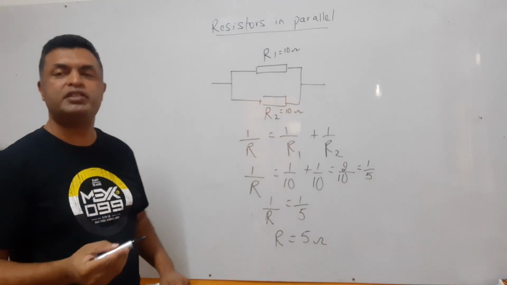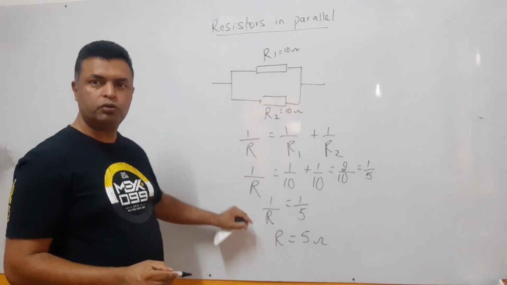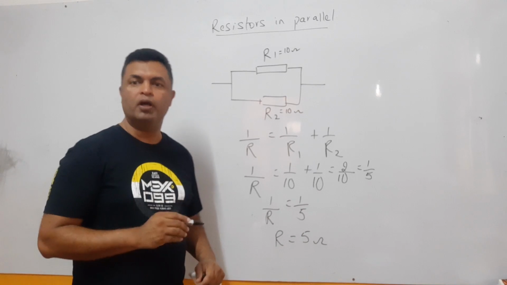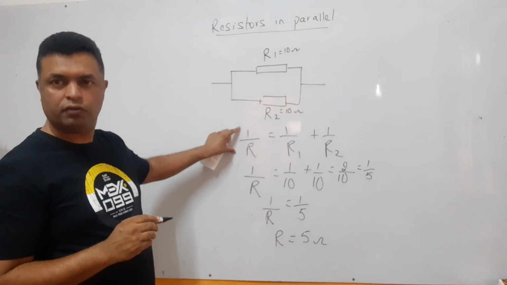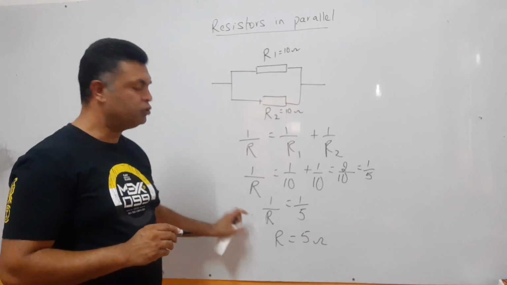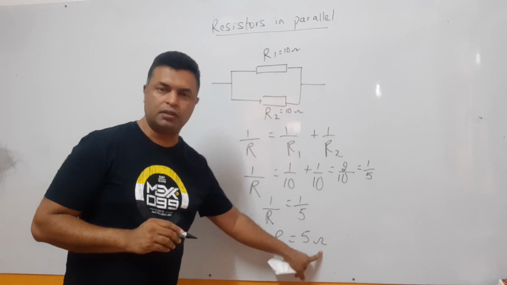So you have to take the reciprocal. For example, 1 over R, 1 over 5. So when you take reciprocal, you do the inverse of it. So R will be equal to 5 ohm. So in parallel, you have to write the equation first. Then you substitute the values, then you do the calculation, and as usual, there should be an SI unit.